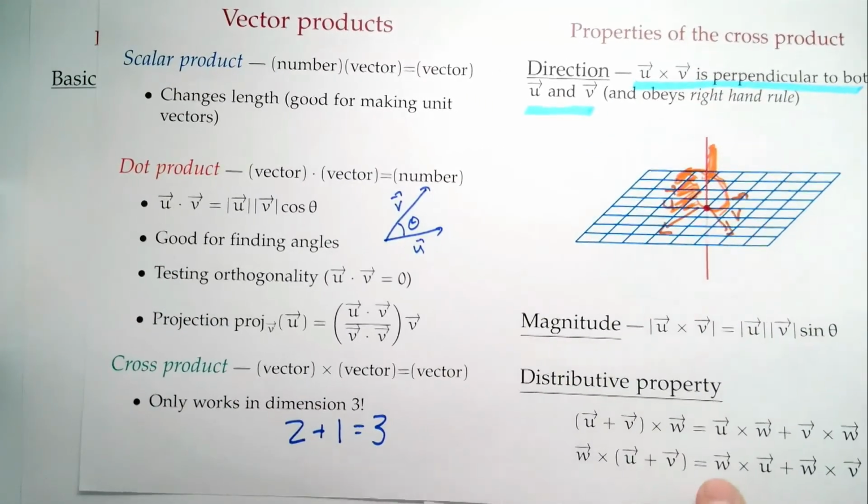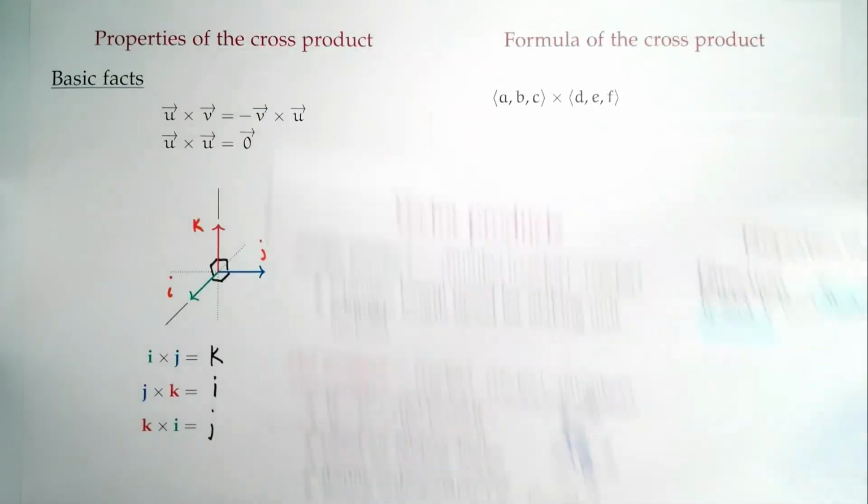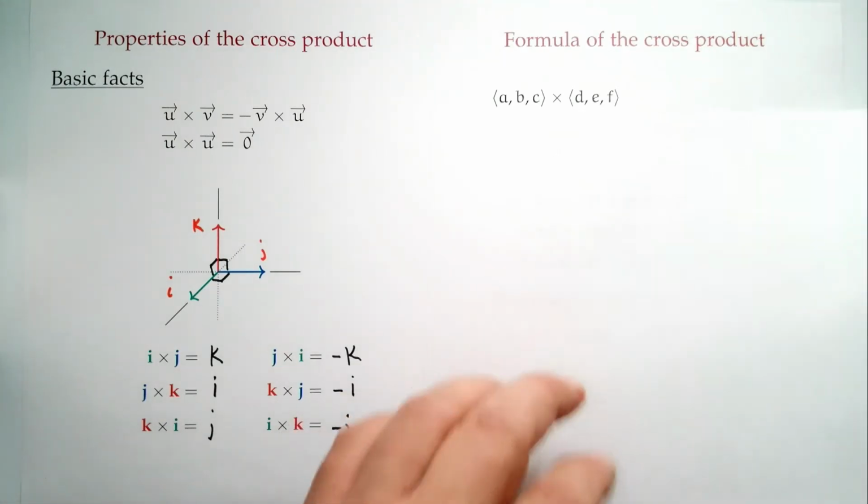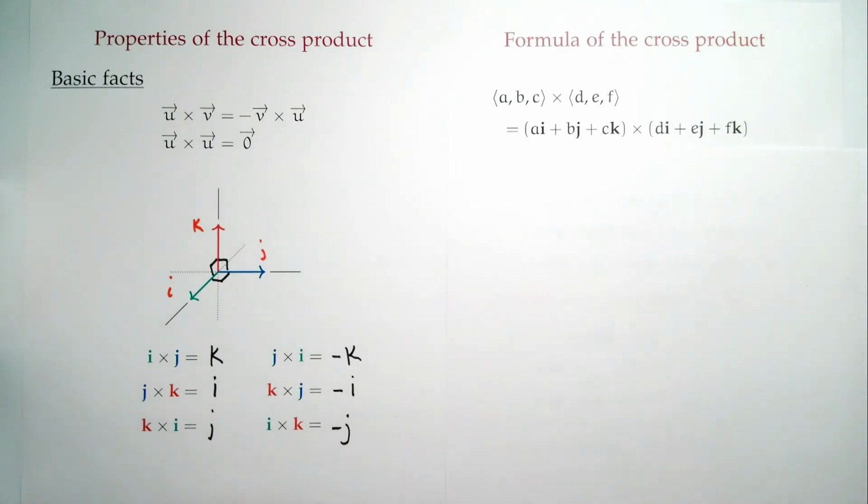So just one thing to recall, we do have our distributive property. And we're going to use that for what's about to happen. So here we go. Exciting times. So that ABC cross DEF is another way to say AI plus B times J plus CK plus DI plus EJ plus F times K.